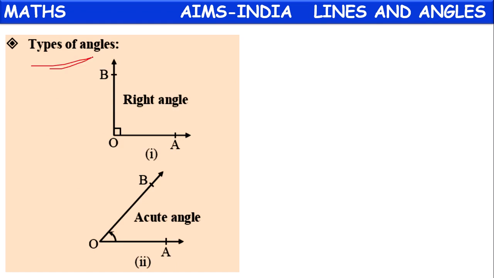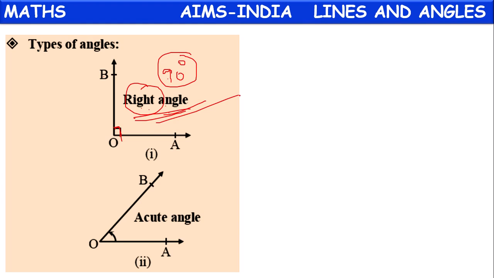Next, we have some types of angles. So, the first one is the right angle. If the angle between the two rays is equal to 90 degrees, then that angle is called a right angle. Remember children, an angle is always formed between two rays. If the angle formed between two rays is 90 degrees, then it is termed a right angle.